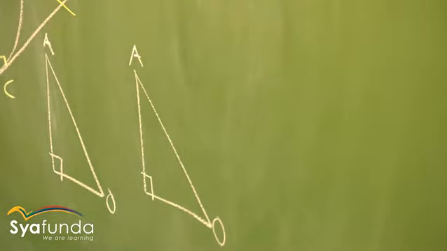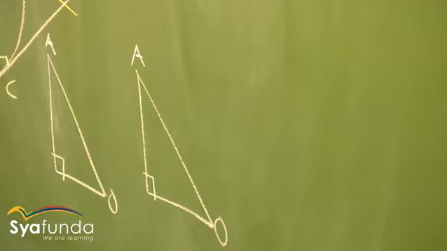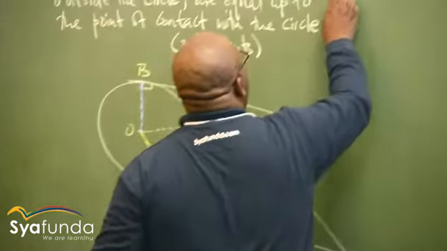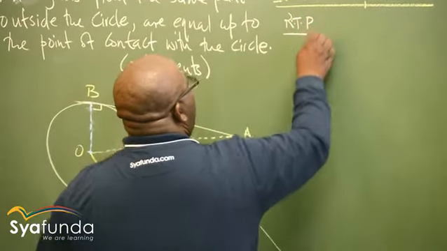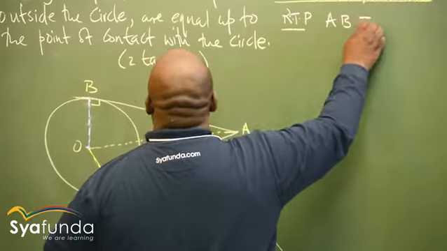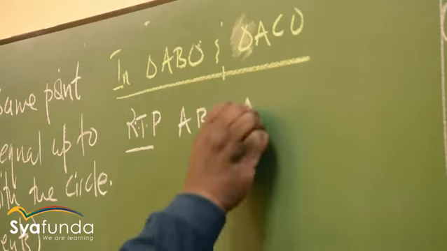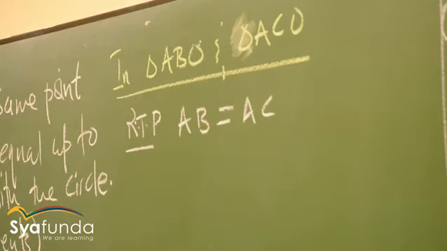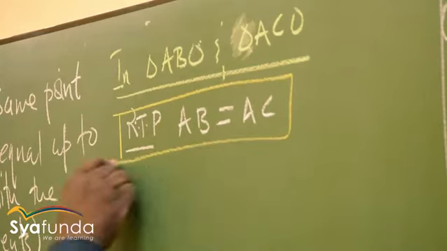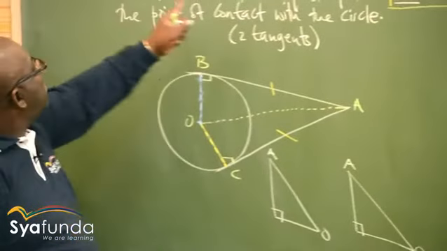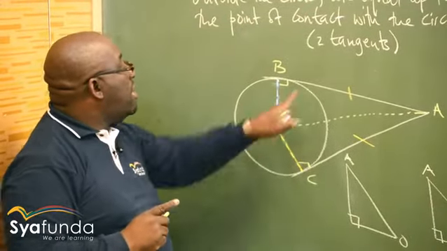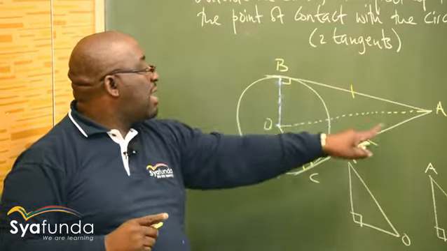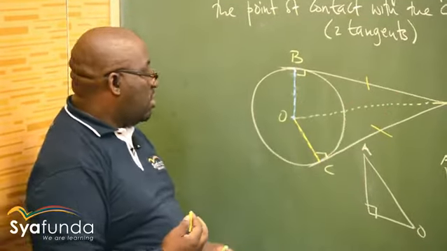We want to prove that these two triangles are congruent. Remember the main thing that I want to prove. What is it that I want to prove here? RTP: I want to prove that AB is the same as AC. I want to prove this fact that AB is equal to AC. Two tangents from the same point outside the circle are equal. Whether these two tangents that are coming from outside the circle are the same, that's exactly what we want to prove.